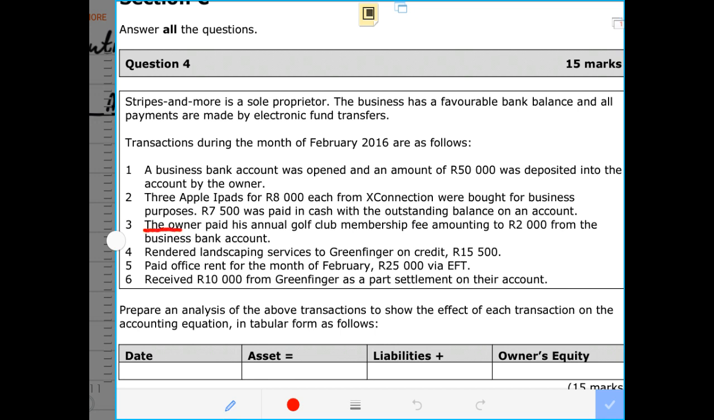Number 3 says the owner paid his annual golf club membership, and this is the money that the owner took out of the business to pay his annual golf club. It says the fee of the membership is 2,000, and it took this from the business bank account. So that means the owner withdrew money from the business, and this is what we call drawings. The owner withdrew an amount of 2,000 for personal use, which is his own golf club membership fee of 2,000.